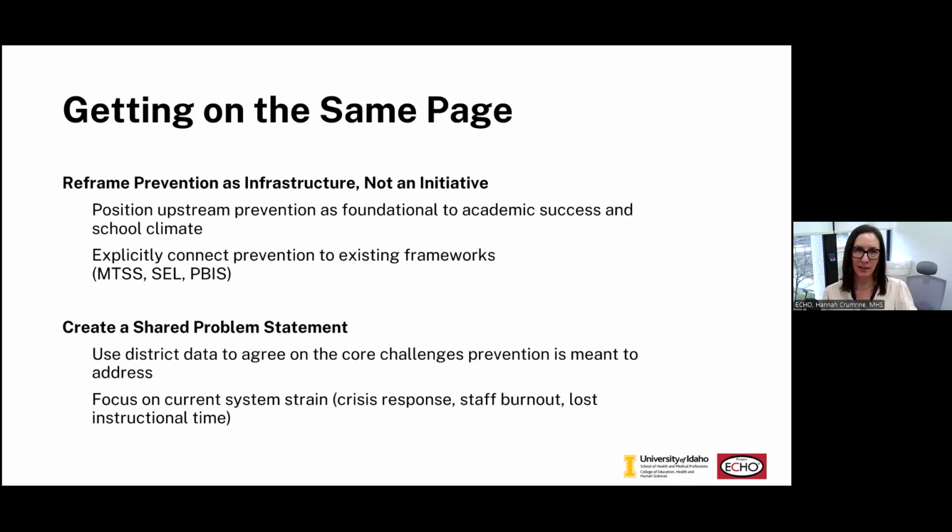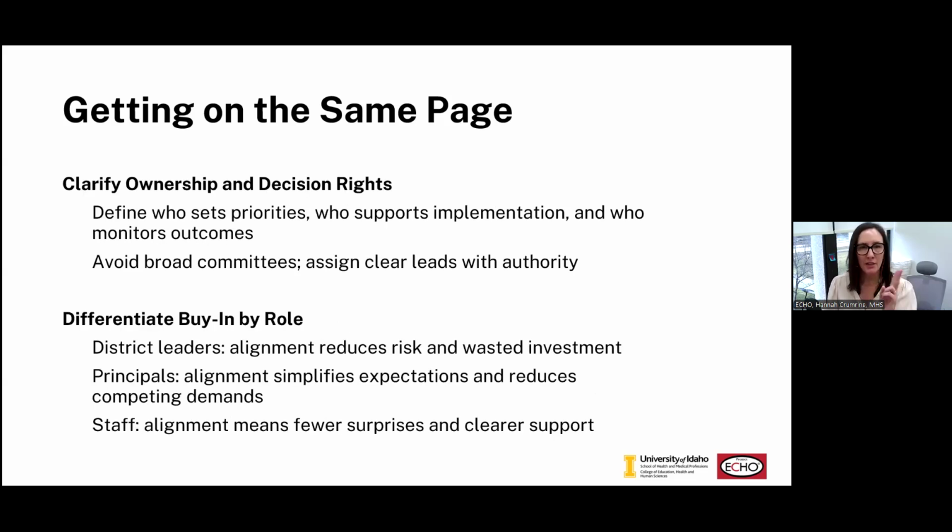You can use that data to understand what your core challenges are and then create a shared problem statement. Next slide, please, Shannon. These two ideas are part and parcel: clarifying ownership and who makes what decision, as well as differentiating buy-in by role. Depending on whether you're a district leader, a principal, or staff in the building, you're going to have different roles and different levels of buy-in. So once you can identify those, you can really then clarify ownership and who does what when, who has what authority in moving your upstream prevention efforts forward. Next slide, please.